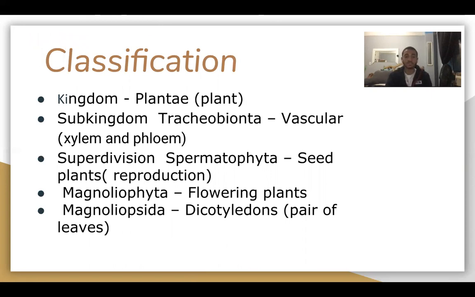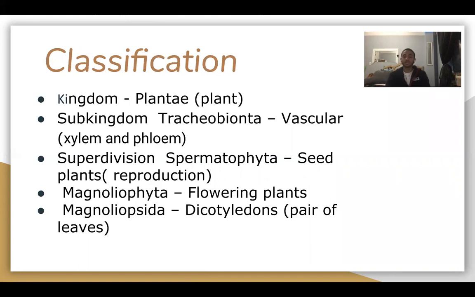I'm going to start off with the classification of the willow species. They fall under the plant kingdom because they are plants. They grow roots, they have stems, leaves, and they can possibly produce seeds. And in this case, they do produce seeds, and they fall under the subkingdom of Tracheobionta, which means that they are a vascular plant.